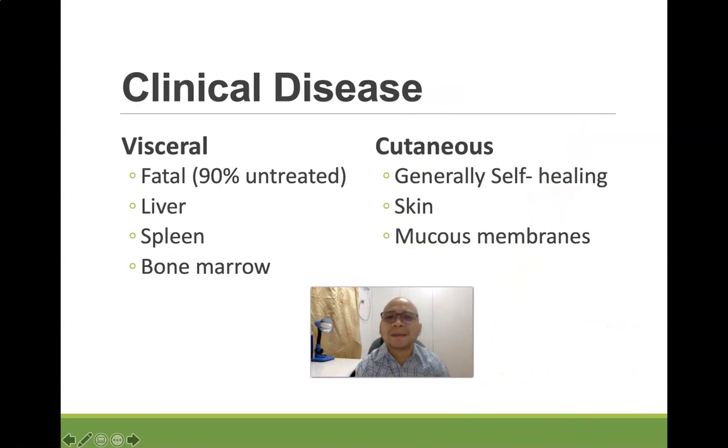You do not want to have a visceral disease because it infects internal organs. 90% fatality if it is left untreated. And these are vital organs of our body because this would include liver, spleen, bone marrow. Unlike if it's cutaneous, it is generally self-healing, especially if it's just the skin or the mucous membrane. However, the problem is this will result in disfigurement. So that's why they call it the tapir nose. Okay?